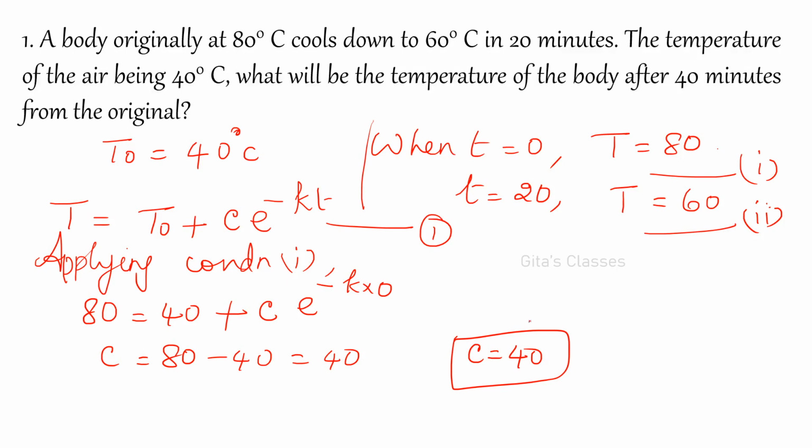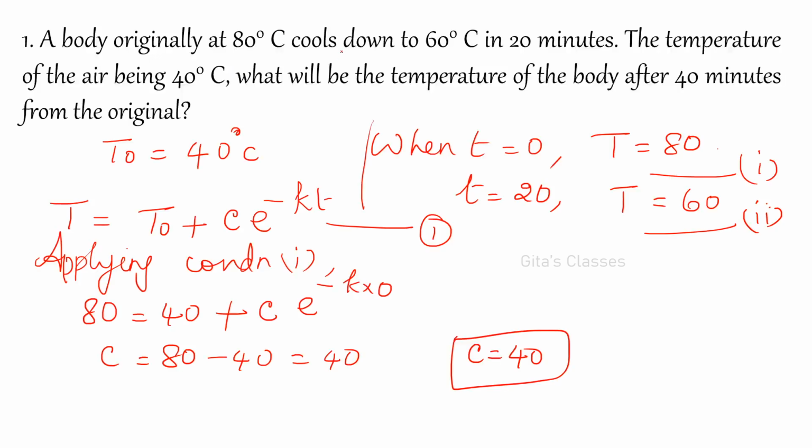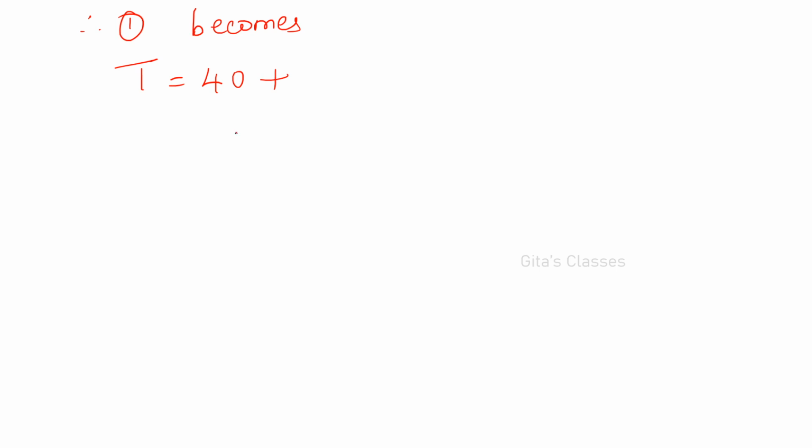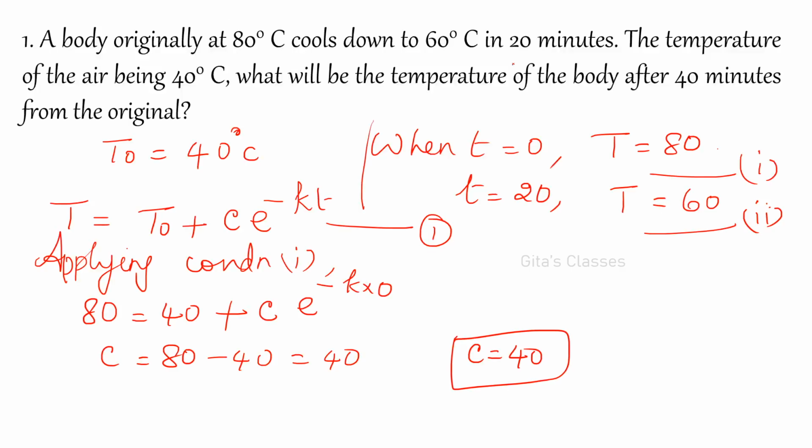We have found out C. Now substituting in equation number 1, it becomes capital T is equal to T naught, 40, plus C, which is 40, into e power minus kt. Now let us take this as equation number 2.